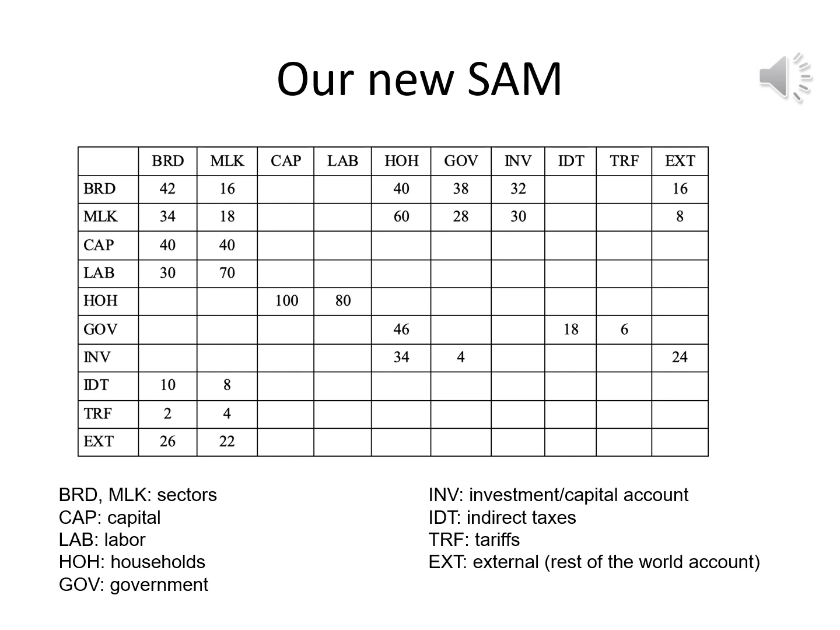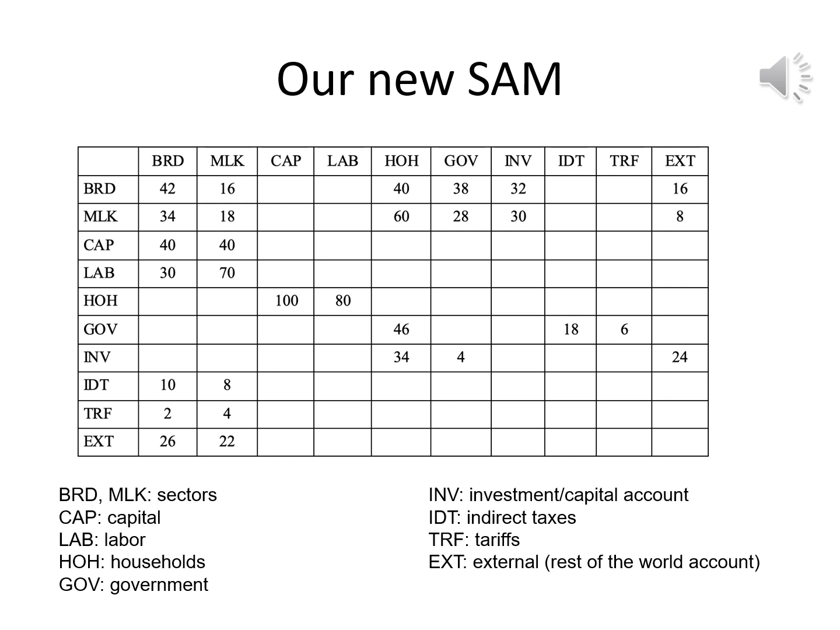Finally, there is the IDT account. Remember that IDT is the indirect taxes, and taxes are revenues for the government. So revenues or receipts are on the row. So we have to put this in the government row. And in the government row, IDT column, you see 18. Similarly, tariff revenues, import taxes, go to the government as well. And you see 6 in the government row and tariff column.